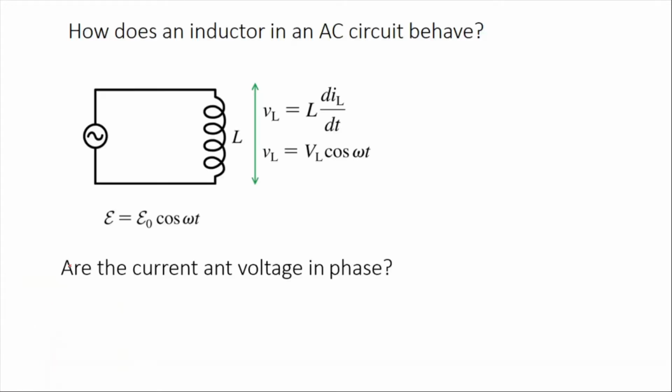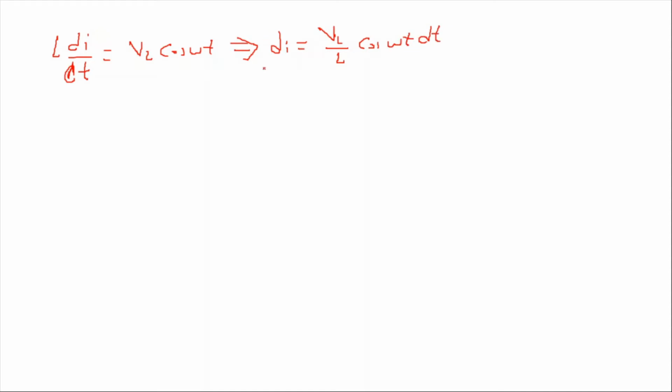Now we have two formulas for the voltage drop across the inductor. So let's equate these two, and we will write L di over dt equals VL cosine ωt. From here, we can write for di, the change of the current is going to be equal to VL over L cosine ωt dt. I'm going to integrate both sides. So the integration of di will be equal to the integration of VL over L cosine ωt dt.